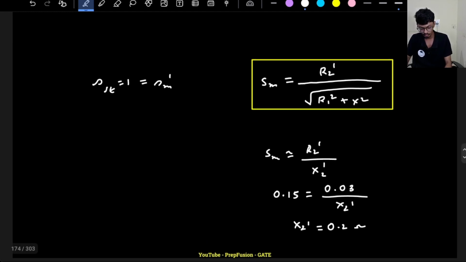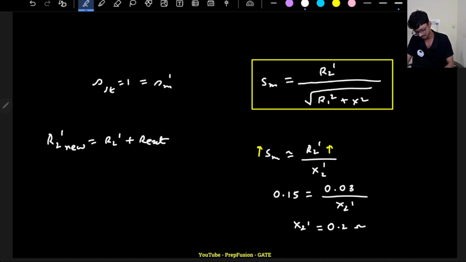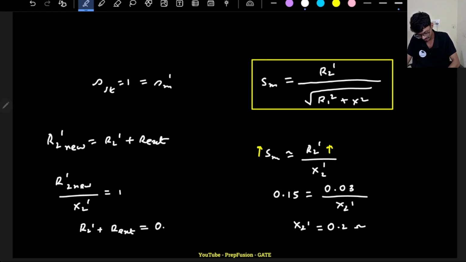Now I want to increase my slip, so I will increase my R2 dash by adding an external resistance. My new R2 dash will be R2 dash plus R external. What needs to happen is I want the maximum slip to be 1. So R2 dash new by X2 dash should be equal to 1, so R2 dash new should be equal to X2 dash. That is, R2 dash plus R external should equal X2 dash, which is 0.2.